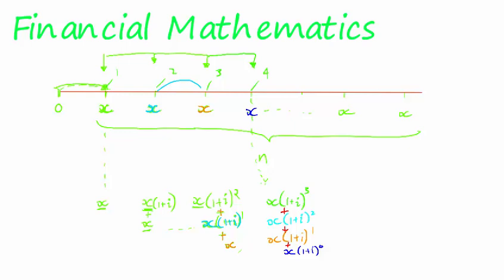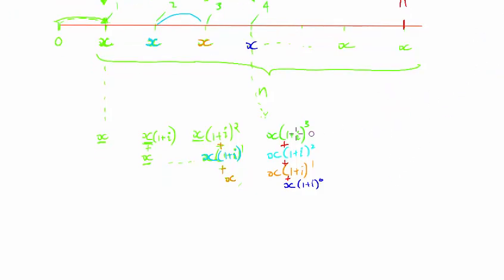Make sense? Okay, so if this is n, what would the expression look like? Well, I would have my first payment. How many months of interest will this one have gotten?